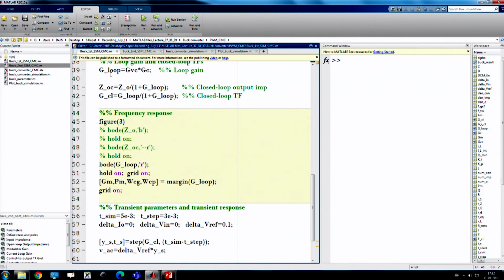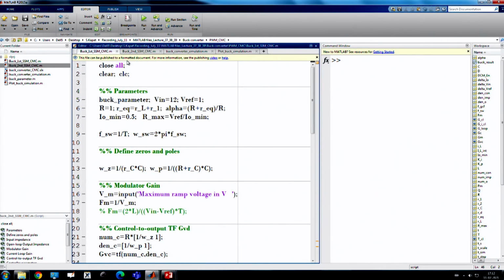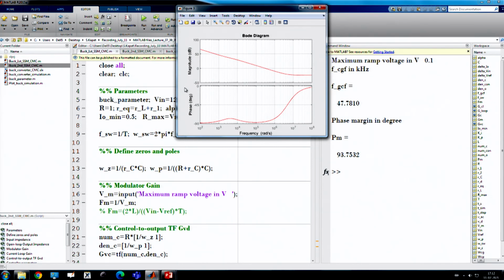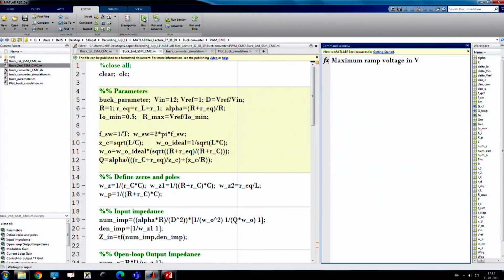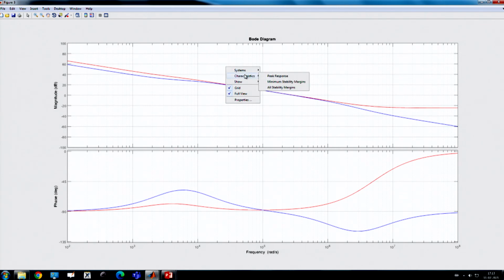But now what happens if we increase the modulator gain, that means the slope is increasing. Now we are running the same condition, let us say 0.1. Now the slope of the ramp compensator, that means not slope, I think the voltage, earlier it was 0.001, 1 millivolt, now we are using 100 millivolt, which is still low, but we want to see whether the model matches or not. 0.1. You see the model starts deviating.